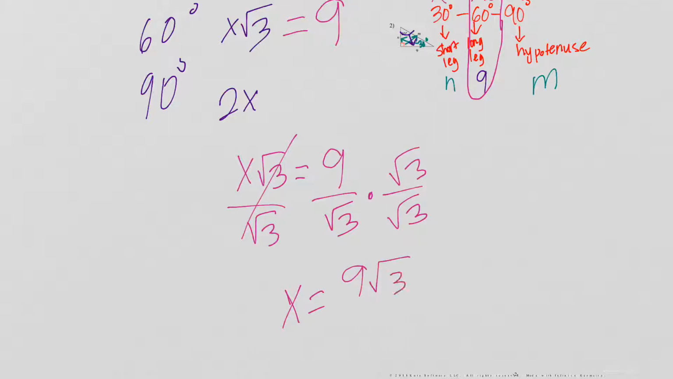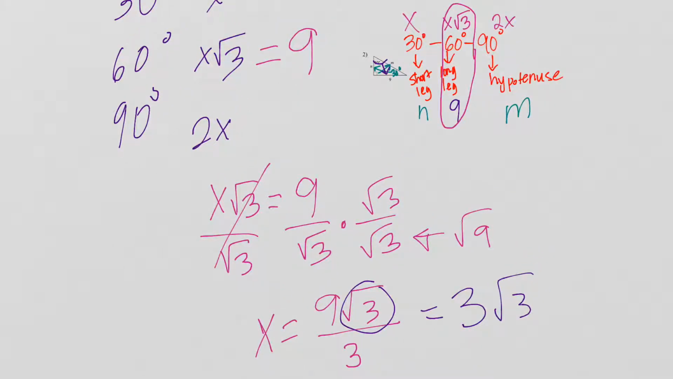And you're going to get 9 square root of 3 over... square root of 3 times square root of 3 is square root of 9, and square root of 9 is equal to 3. But now I can easily divide 9 by this 3 because they're not in a root. So 9 divided by this 3 is equal to 3. And then rewrite the square root of 3. So this is my x value.